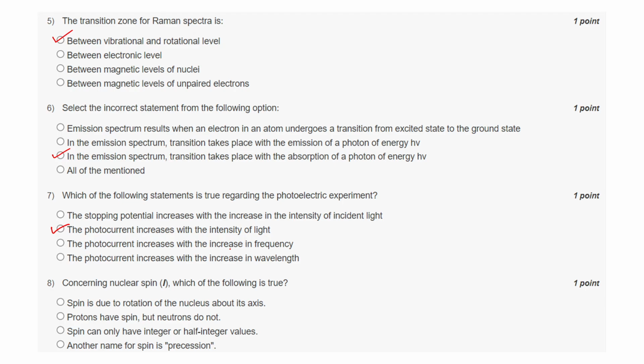And what about the statement, protons have spin but neutrons do not? This is not correct. The third option is spin can only have integer or half integer values. This is actually correct. And the fourth, another name of spin is precession. This is not correct.